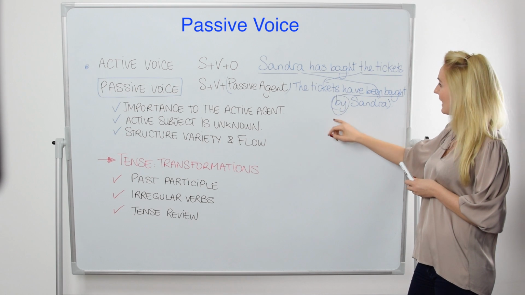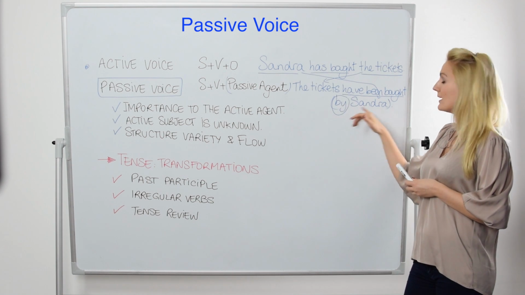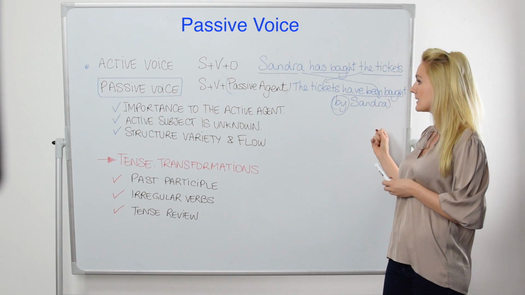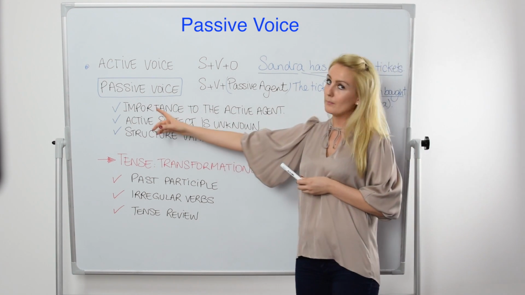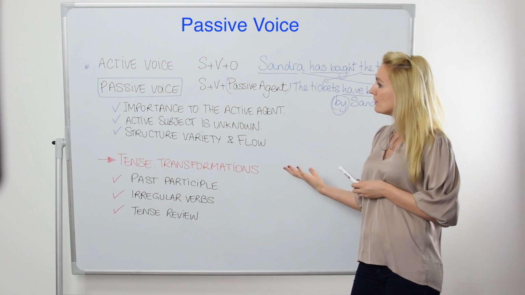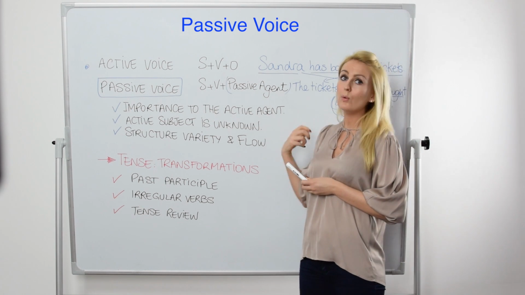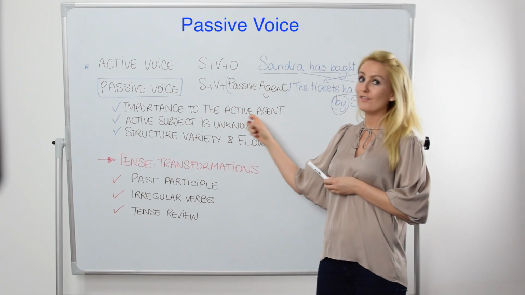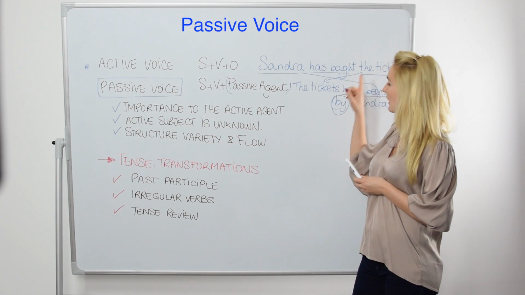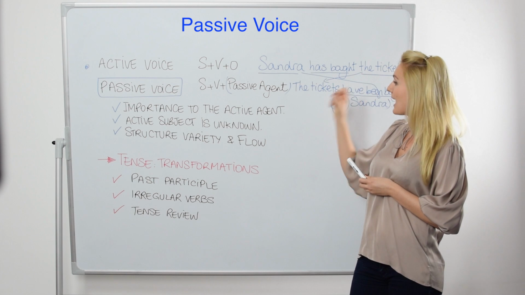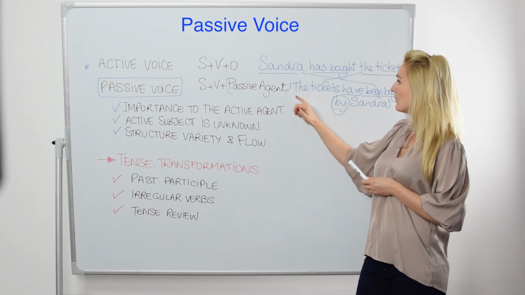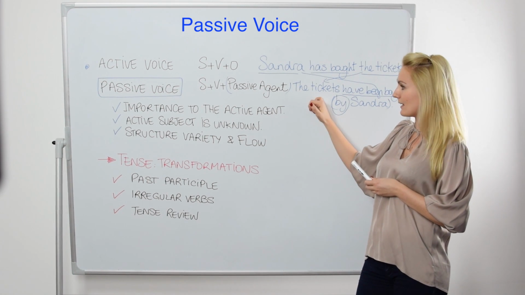And here, as you can see, I've placed the passive agent between brackets. Why is it in brackets? Because it's not always important in the passive voice. So back now to our 3 bullet points here. When do I use the passive voice? I use the passive voice when I want to give all the importance to the active agent. So the importance is given to the object of my active voice, which is now at the beginning of my passive sentence, my passive voice. The importance is given here to the tickets.